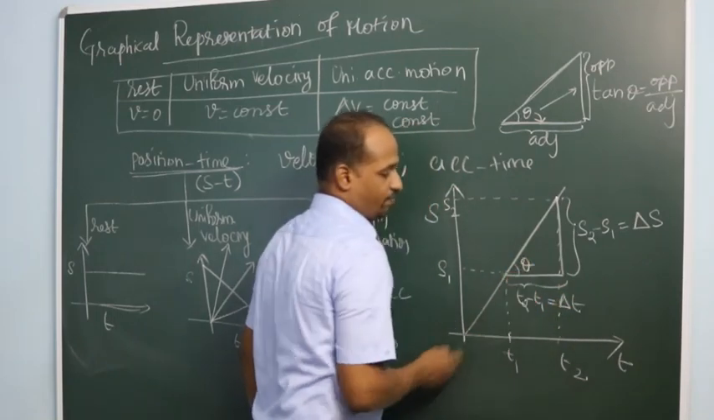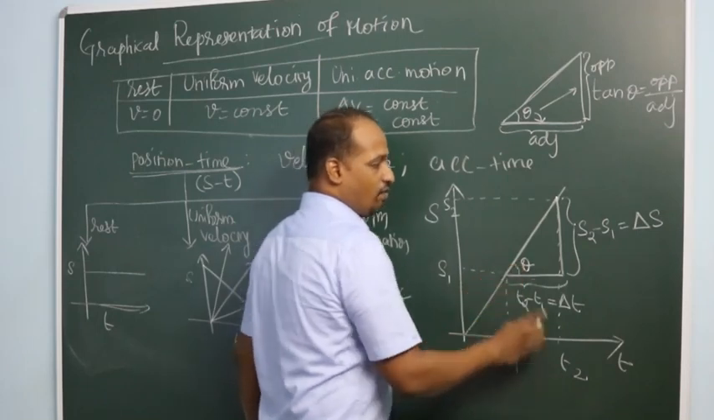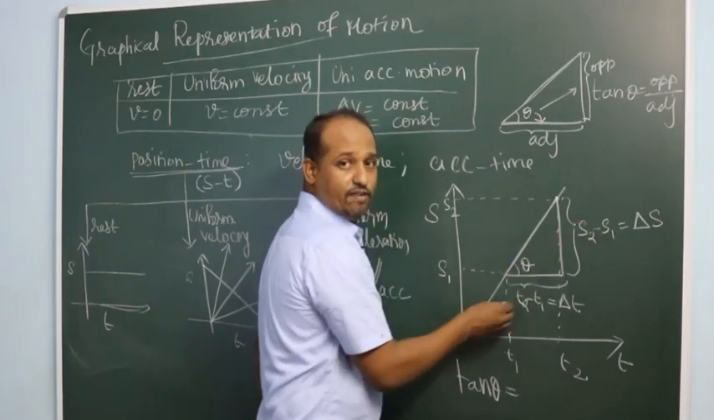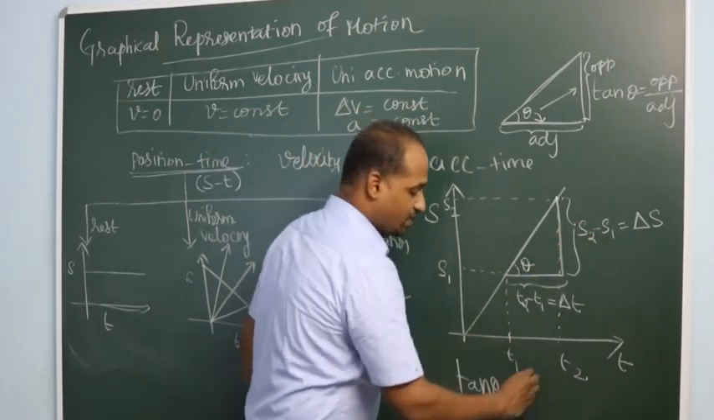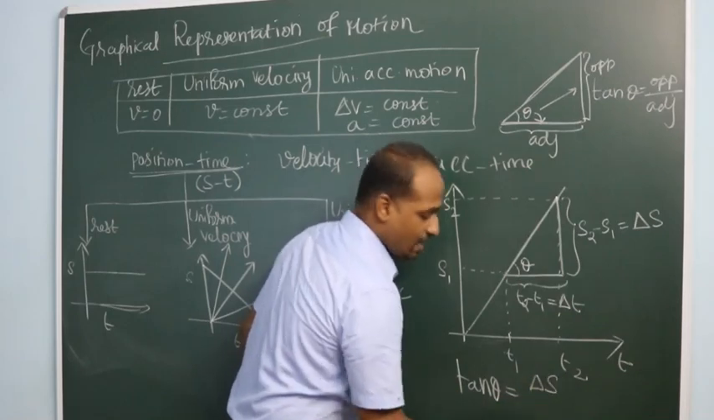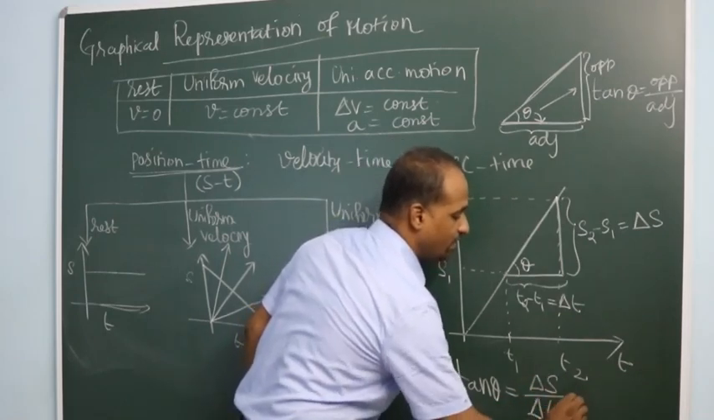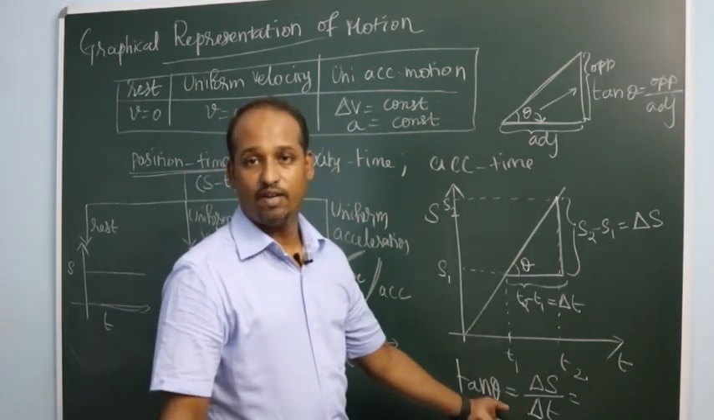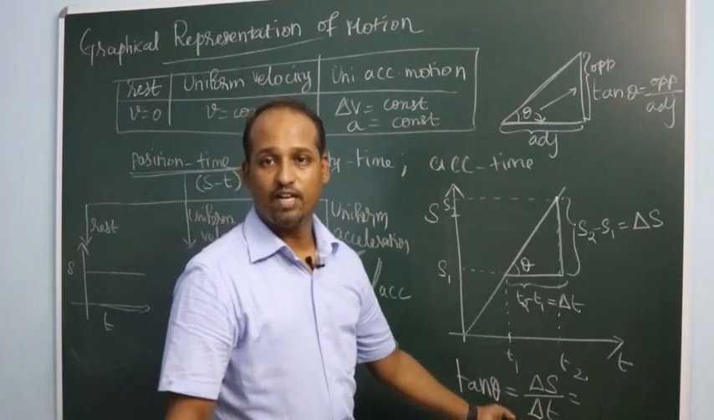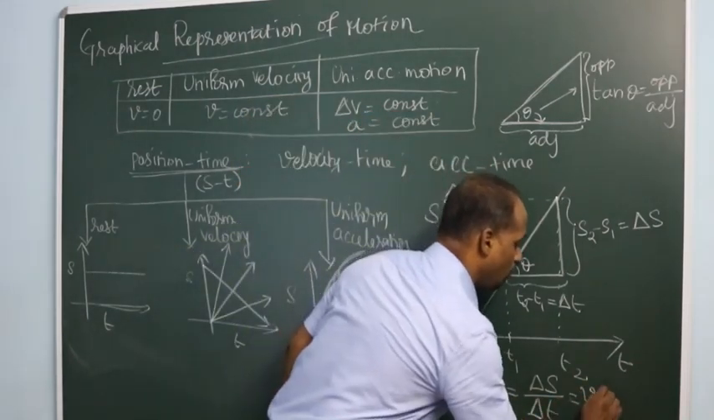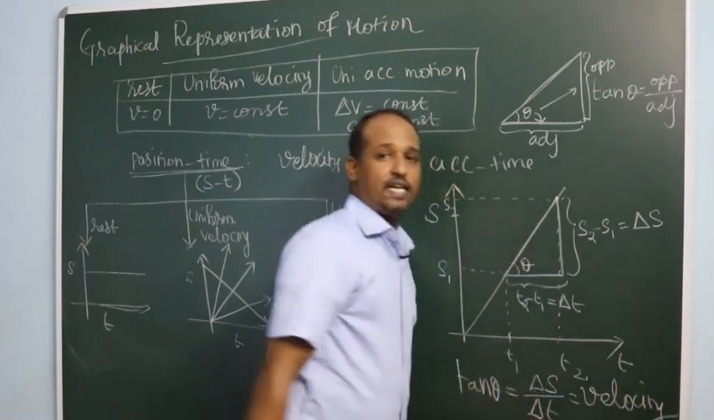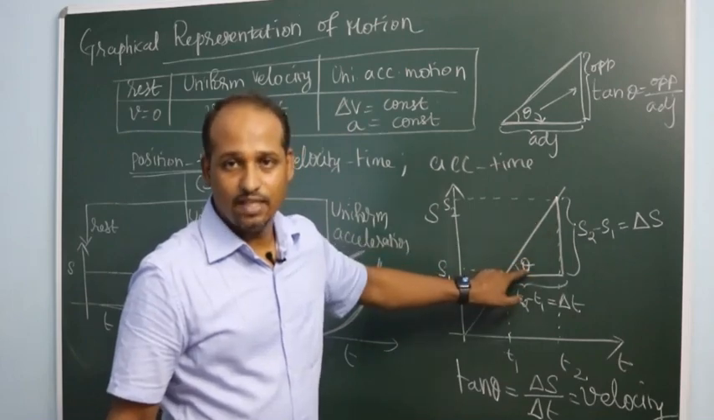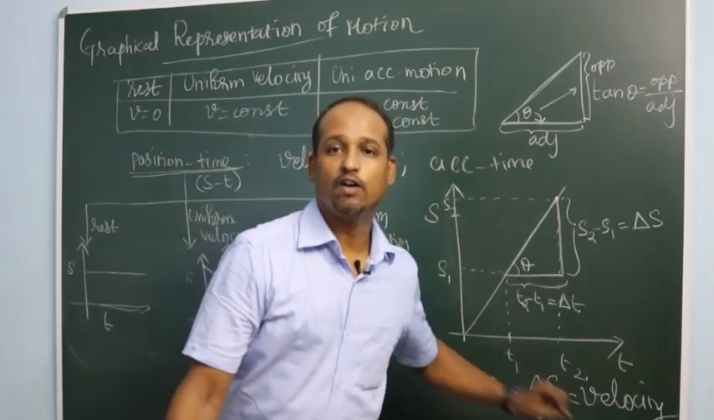Then this angle, if you say this angle is theta, what is tan theta? Tan theta is opposite side divided by adjacent side. Opposite side is delta S, adjacent side is delta T. This delta S by delta T, what is change in position? Displacement. What is time taken, or time interval? So change in position, displacement, by time interval will give you velocity. So in a position time graph, if you take the slope, that means tan theta, you will be able to find out the velocity of the moving object.